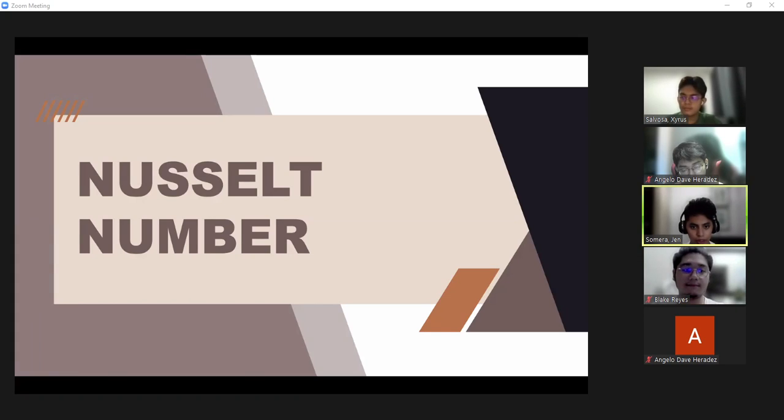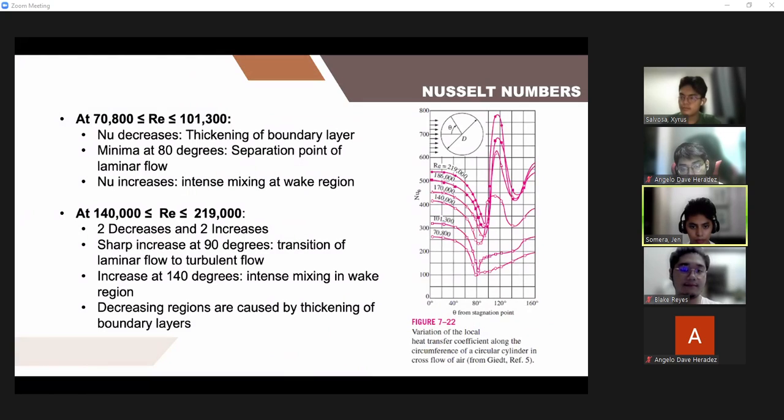This portion discusses the Nusselt number of circular and spherical bodies. Looking at figure 7-22, we can see the curves of different Reynolds numbers in a graph of the Nusselt number versus the increase in the angle from the stagnation point, represented by the Greek symbol theta. The Nusselt numbers of all flows start relatively high, but behave differently depending on the Reynolds number. For the curves of the flows with Re equal to 7,800 to 101,300, there are similarities in behavior as the angle increases.